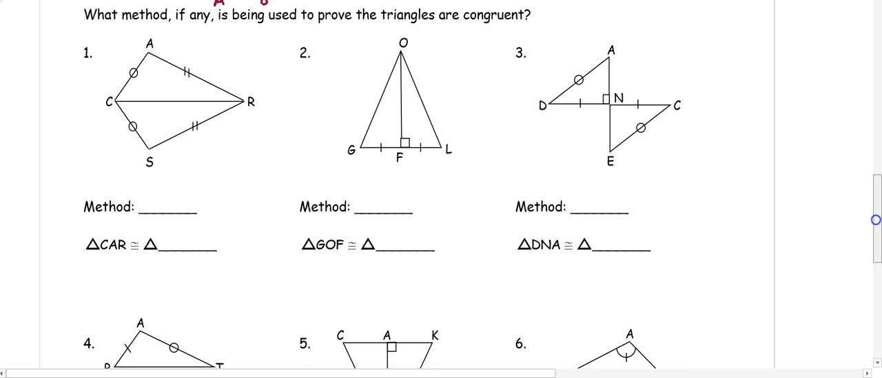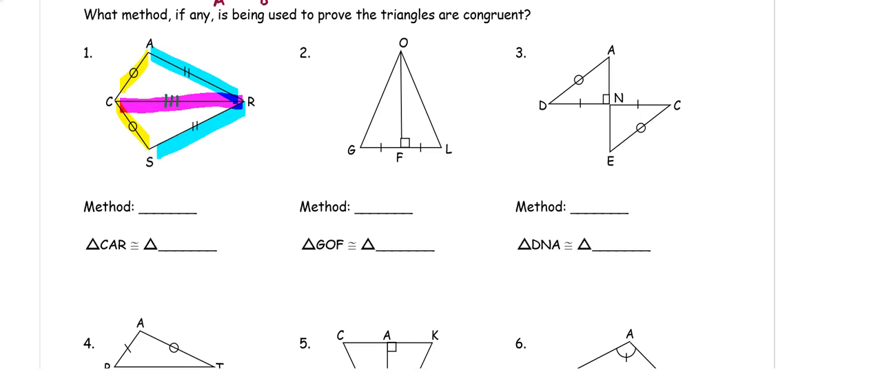So what method, if any, can be used to prove that triangles are congruent? Remember that you need 3 pieces of information in order to prove that the triangles are congruent. So in number 1 right now, we have one set of sides that's congruent. We have 2 sets of sides that are congruent. And we also know that this shared side CD is congruent to itself by the reflexive property. So now we have 3 sets of congruent sides. So the method that we're using to prove the triangles are congruent would be side, side, side.